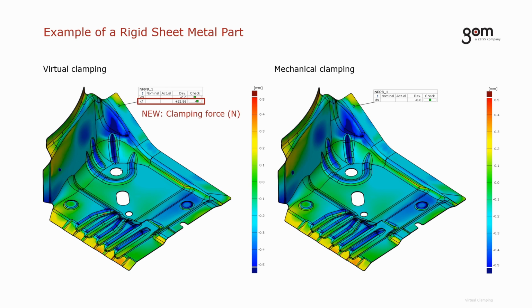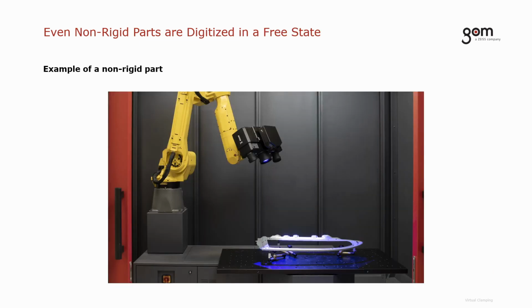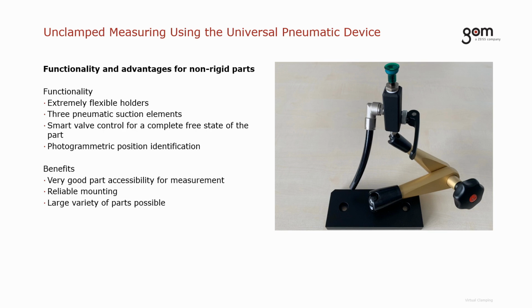And you can record that, track that, and it gives you a little alarm bell function as to how the part's running out. And here we get into more of the non-rigid, relaxed position using the pneumatic clamping device that we have. The pneumatic clamping device is extremely flexible holders with 3 pneumatic suction elements. There's a smart valve for the complete free state.